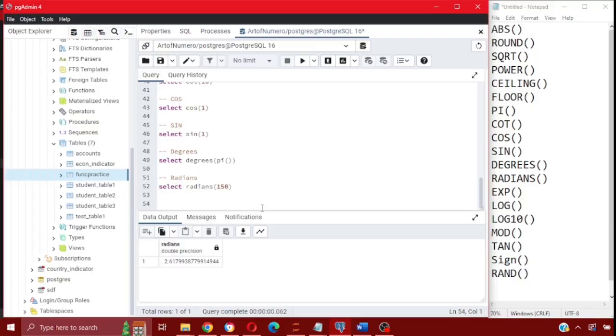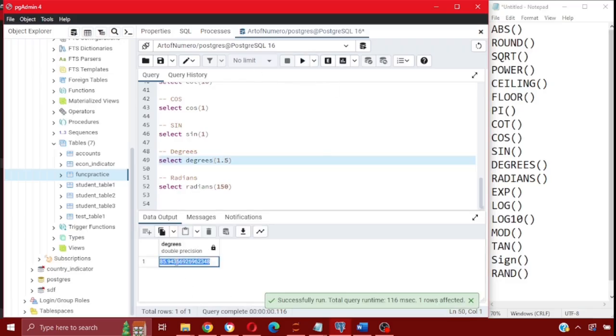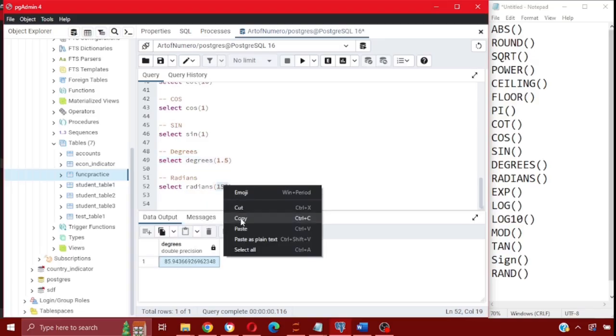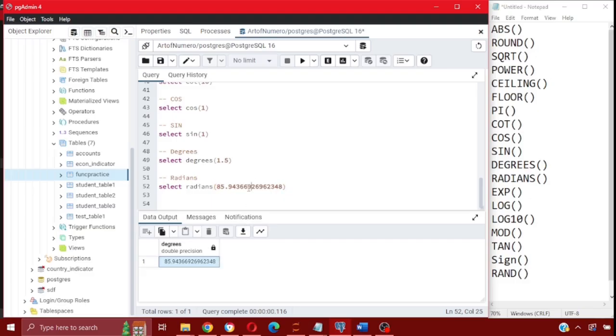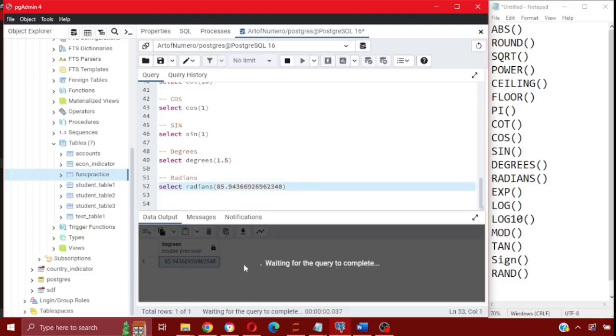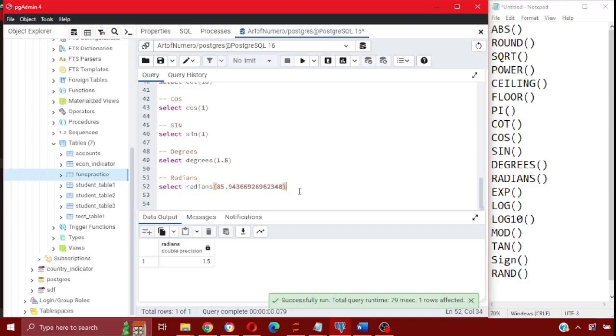So whatever number you get from the radians converted to a degree is the number you're going to get back. Let's say you put 1.5 here, get the degree for 1.5 radians, which is 85. Copy this and then put 85 to get the radian for this degree. You're going to get that same number, 1.5. So 1.5 here, 1.5 there. We tested it and it's a correct function.